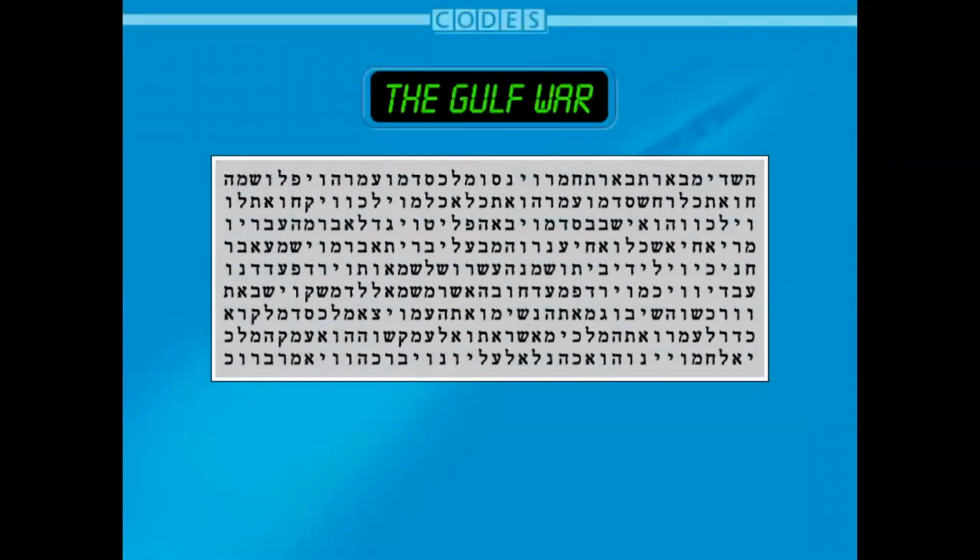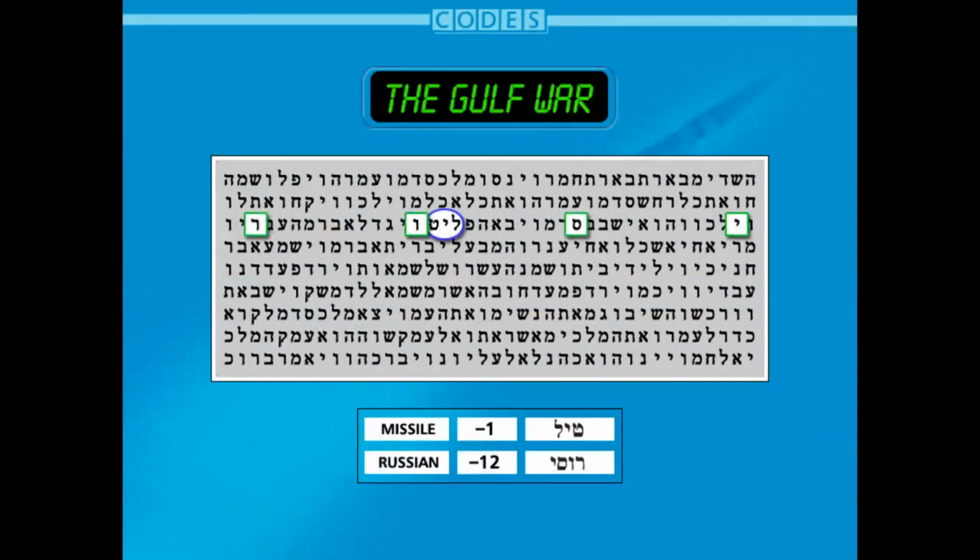The Gulf War. This goes back about 40 years now. I think the first George Bush. The war between Saddam Hussein and the land of Israel and the Russian missiles called Scuds. It is a missile. In Hebrew, the word is Til. They were made by the Russians, going right through the word Til. And they were called Scuds, plural, Skodim.